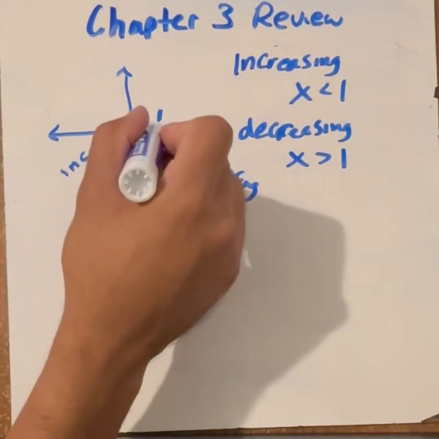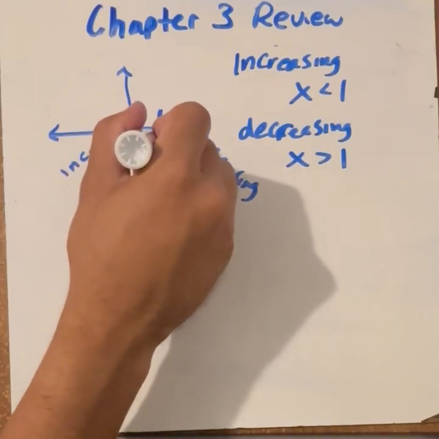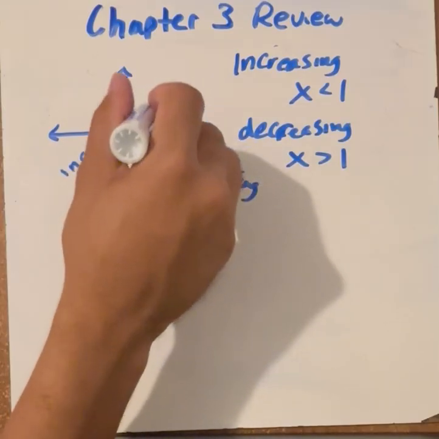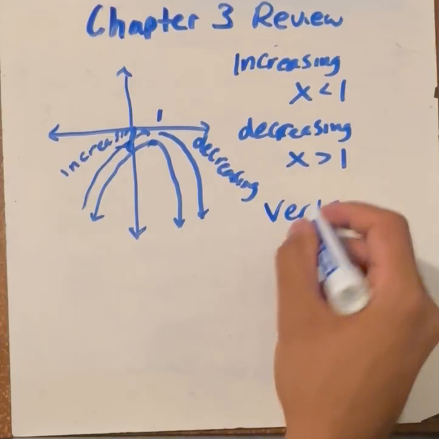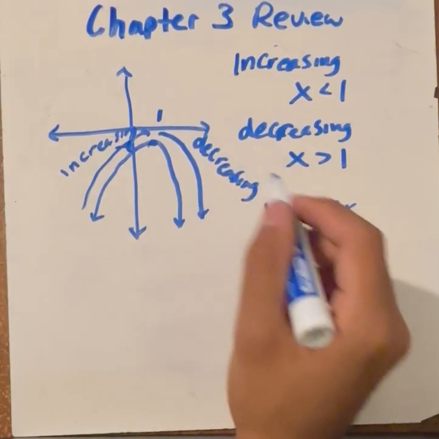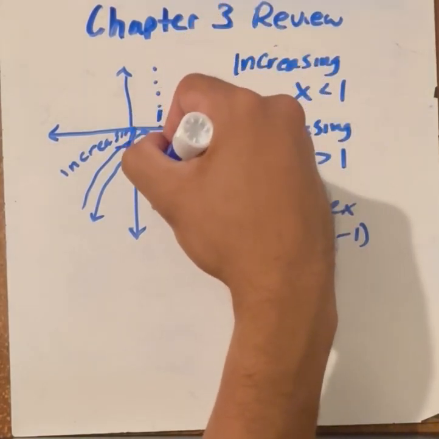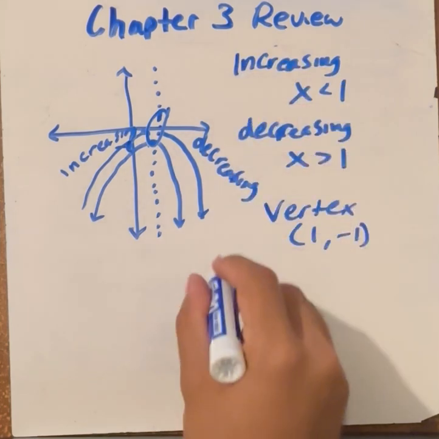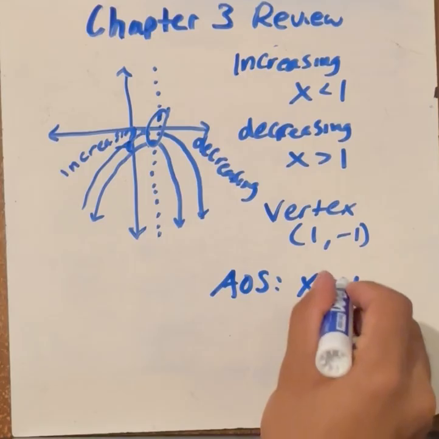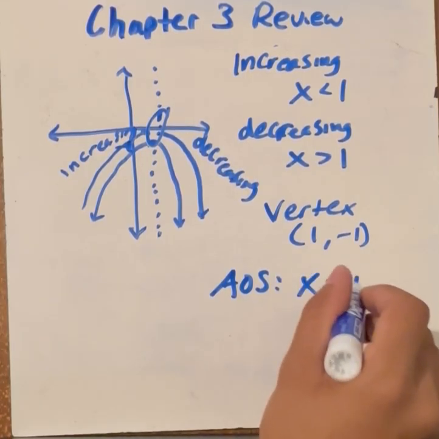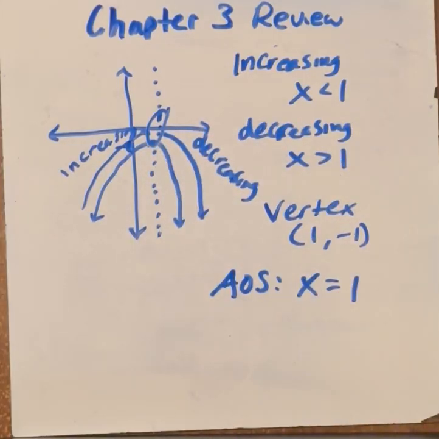Okay, the vertex is here at 1, -1, right? That's where it starts to turn directions, right? From increasing to decreasing. So 1, -1 is the vertex. Okay, and then the axis of symmetry is the x value that the line passes through. So it passes through x equals 1, right? So the axis of symmetry is x equals 1. So don't forget to write x equals. Do not just put 1, right? So make sure you write x equals 1 to say that this is the whole line that we're talking about, x equals 1.